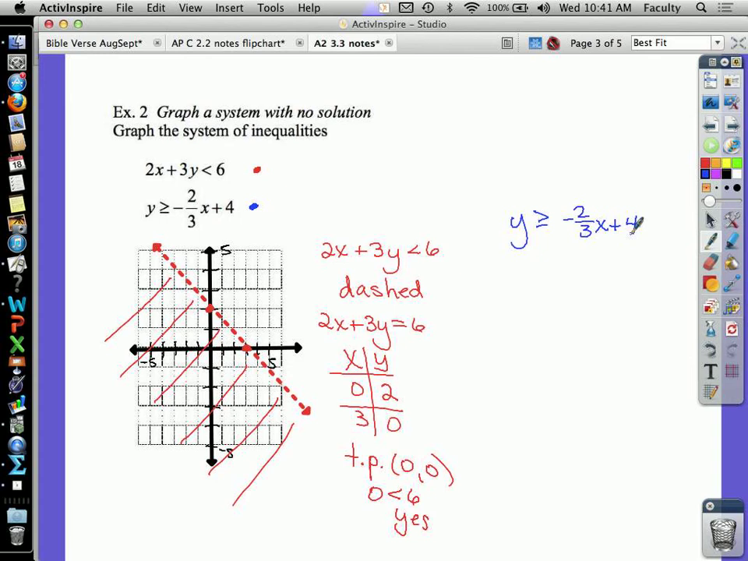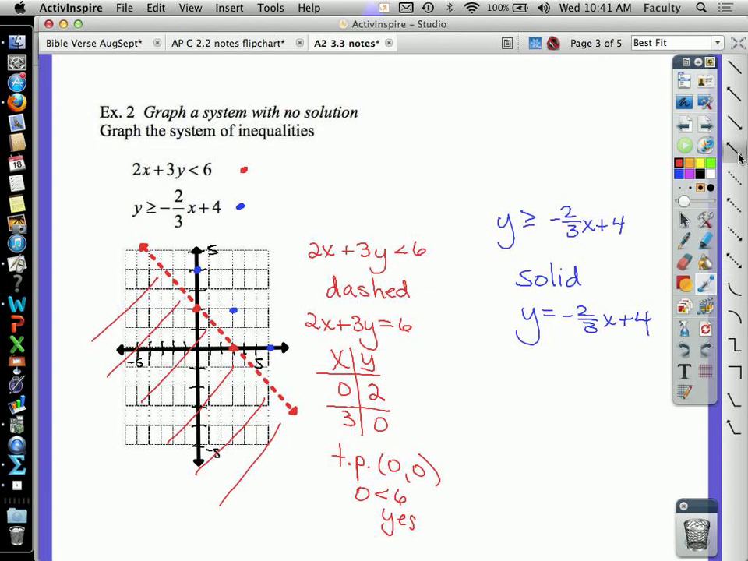And what's really nice is this does reinforce what we learned about graphing one inequality. We just get to practice it some more. So y greater than or equal to negative 2/3 x plus 4. This is solid. I change it to an equal sign. Good news, this is in y equals mx plus b form. I plot the y-intercept, which is 4, and then I'm going to use the slope to get more points. So I go down 2, right 3, down 2, right 3. This is a solid line.